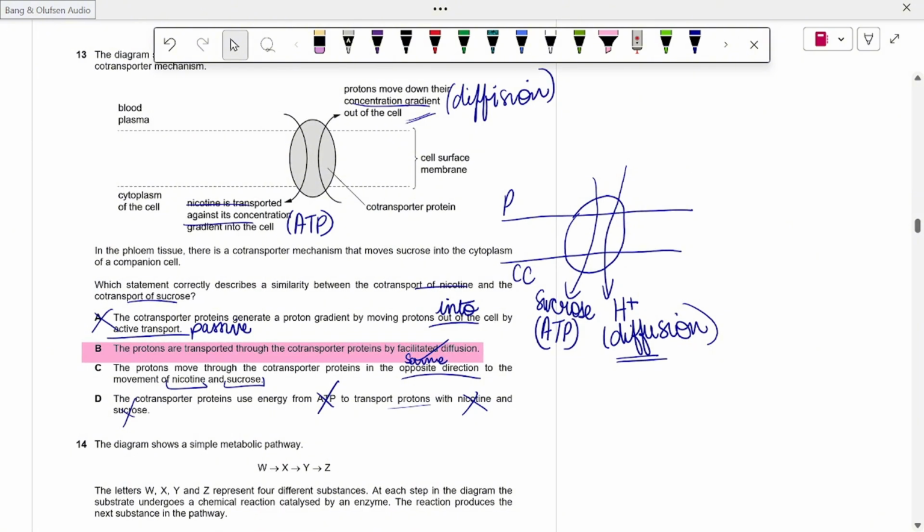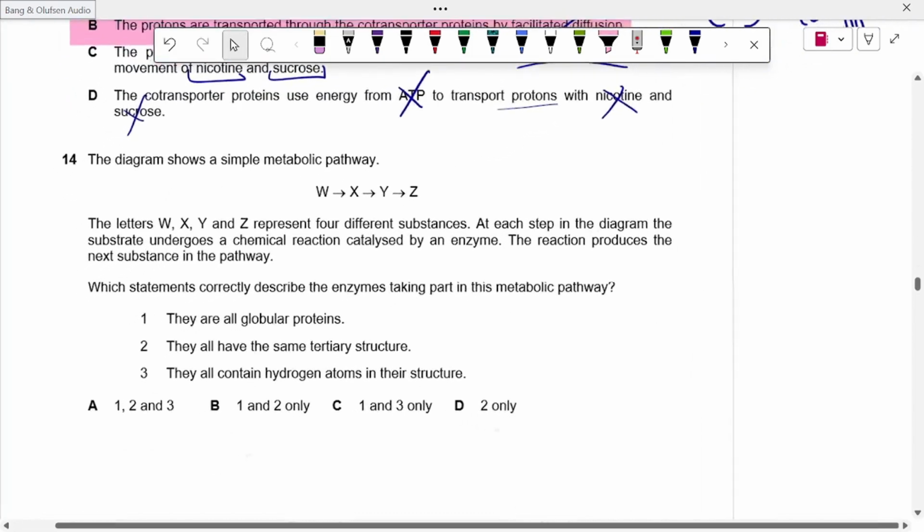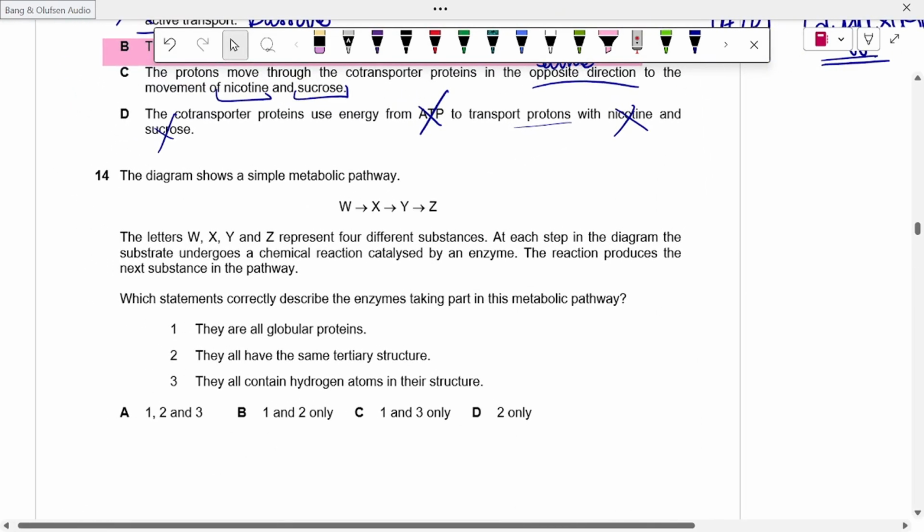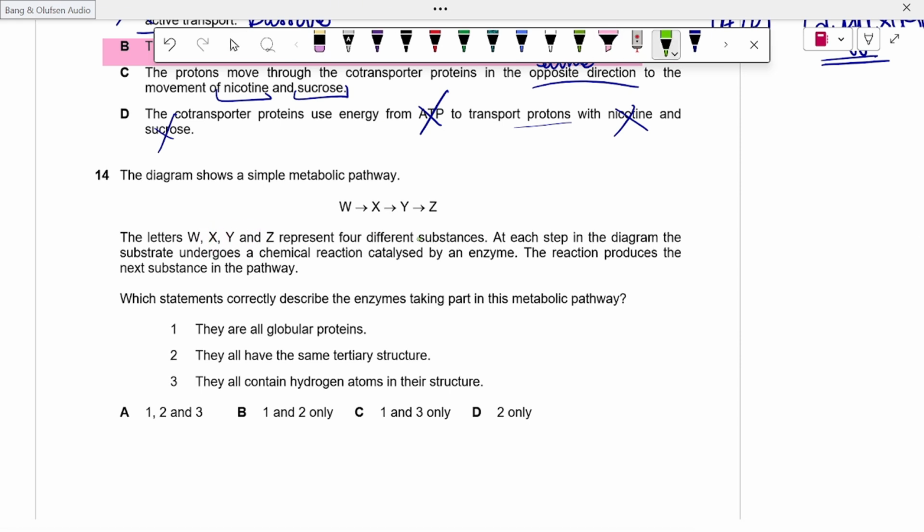Okay. The diagram shows a simple metabolic pathway. W is converted into X, Y, and Z. The letters W, X, Y, and Z represent four different substances. At each step in the diagram, the substrate undergoes a chemical reaction catalyzed by an enzyme. The reaction produces the next substance in the pathway. Acha, let's see which statement correctly describes the enzymes taking part in this metabolic pathway.